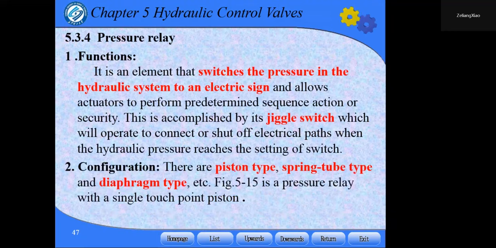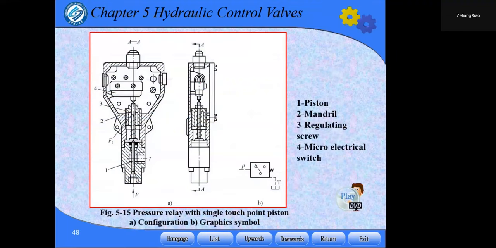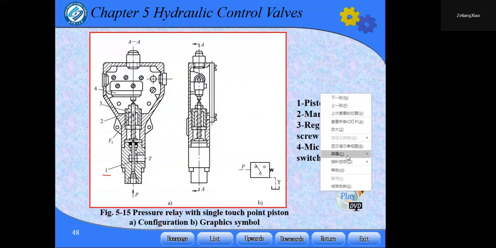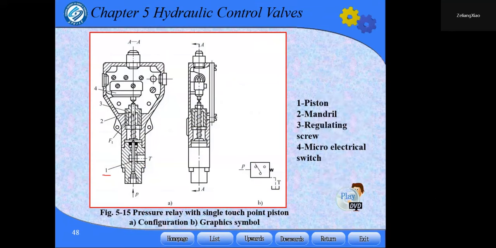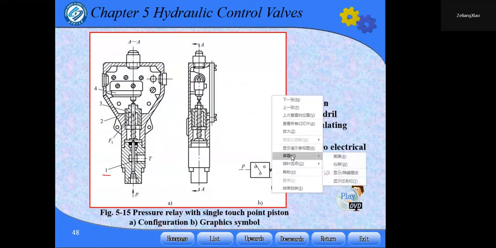Its configurations are piston type, spring tube type, and diaphragm type. We can see the picture of a pressure relay with a single plunger piston. One is the piston, two is the module, and then C is the regulation screw. Four is the micro electric switch. This is the video of what we did about the pressure relay principle.